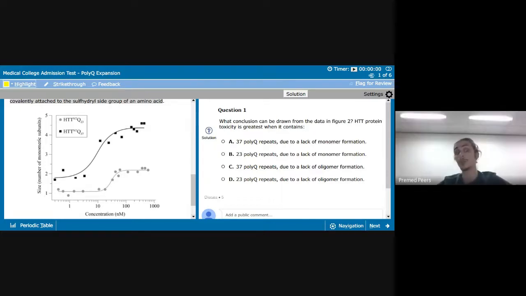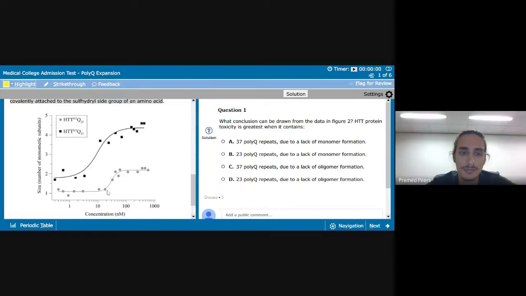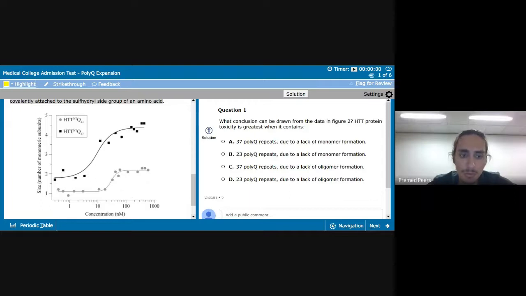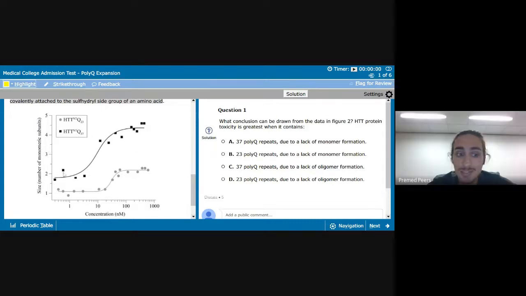Let's keep it even more big picture. 23 is the gray, right? 37 is the black, right? Which one is smaller in size, the gray or the black? The gray, right? Because fewer monomers. So the gray seems to be small. Does the black have any monomers? It starts off with two, and towards the end it has like 4 or 5 monomeric units, right?